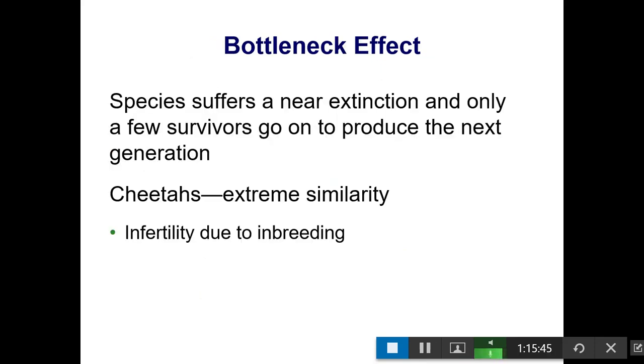So the bottleneck effect is where this scenario occurs due to a catastrophe. In this scenario, species suffer a near extinction, and only a few survivors go on to produce the next generation. So, for example, cheetahs. The cheetahs are extremely similar to one another due to the bottleneck effect, where they had a huge reduction in their population sizes. Oftentimes, infertility is a problem due to inbreeding in these populations because they're so similar.